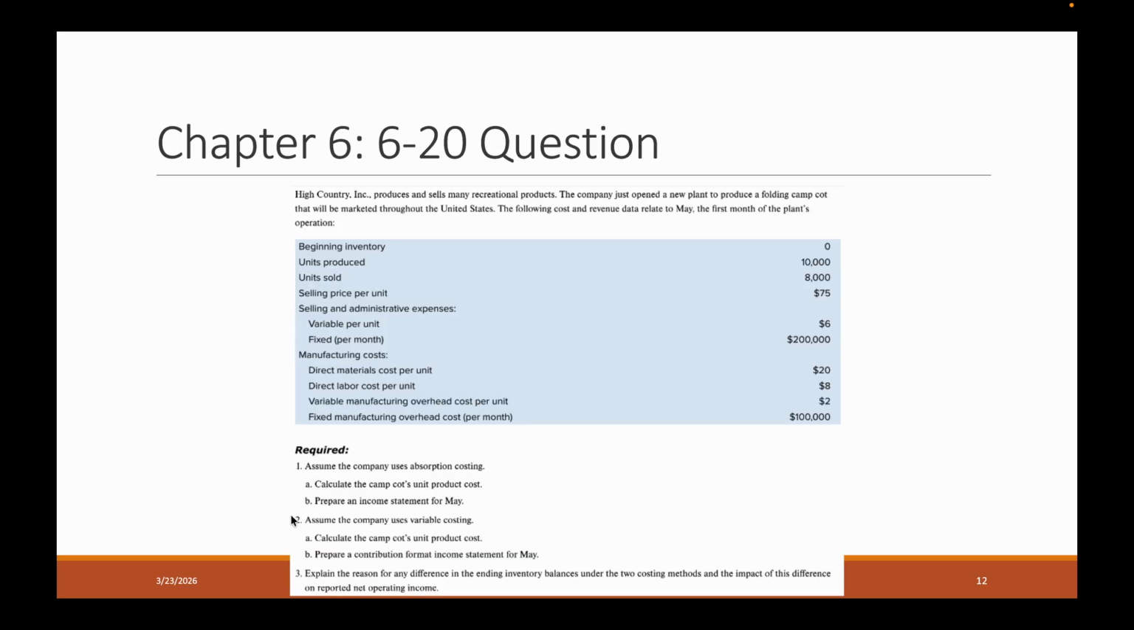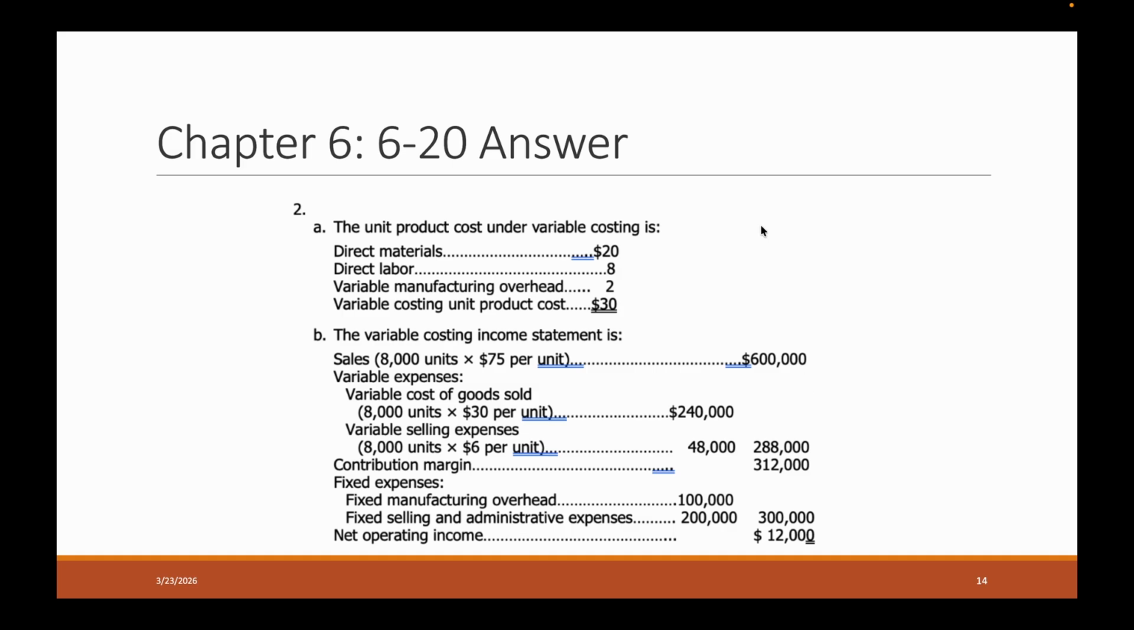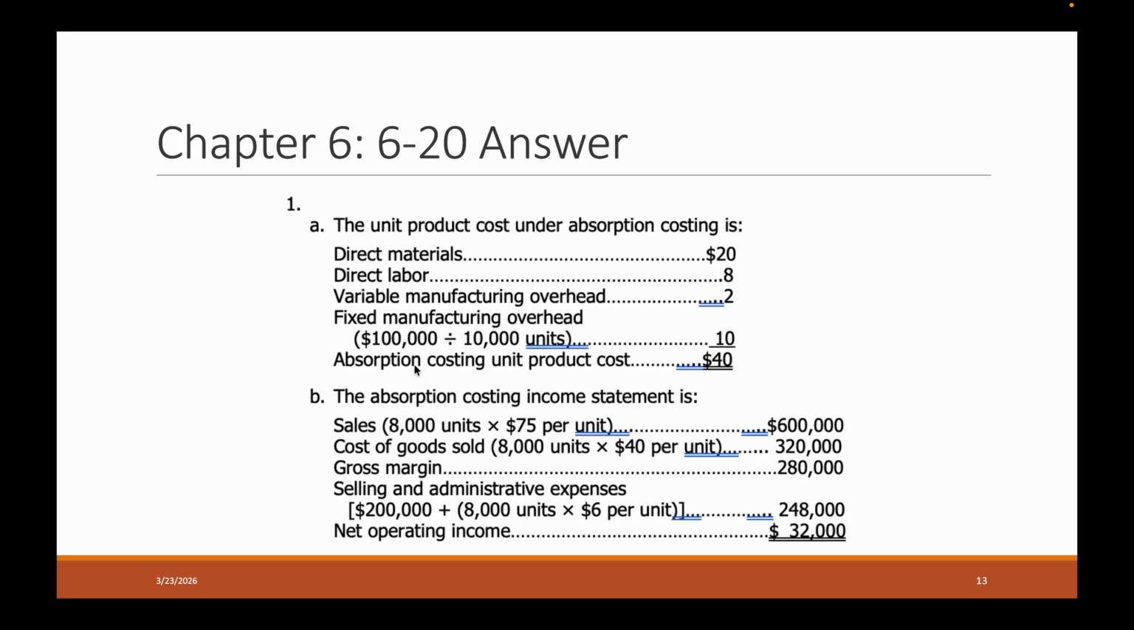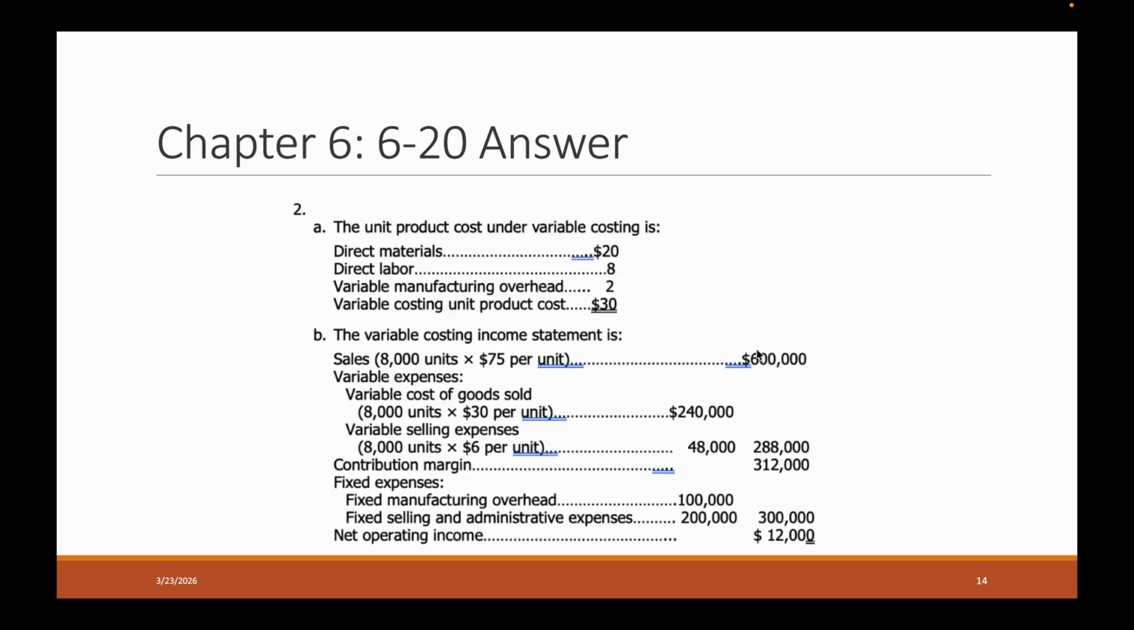Now, question 2, we're going to do that same process, but for variable costing, so it's going to be a little bit different. With variable costing, the unit product cost is direct materials plus direct labor plus your variable manufacturing overhead, just those three, and that gives you your variable costing unit product cost. The difference here is we're not using the fixed manufacturing overhead to calculate our unit product costs. That's going to be used later in the calculation.